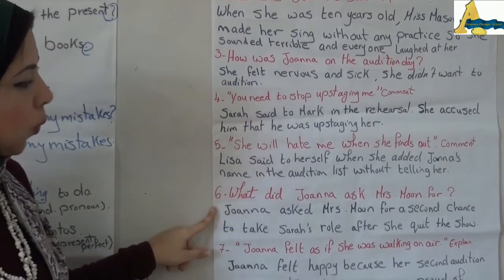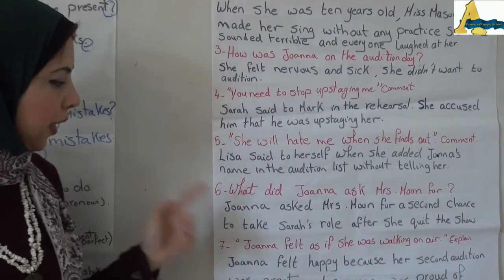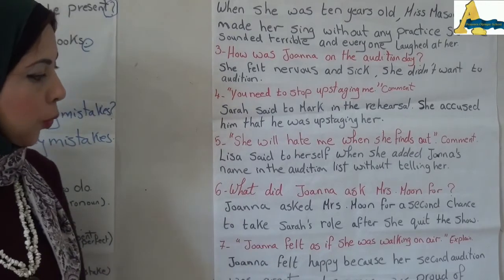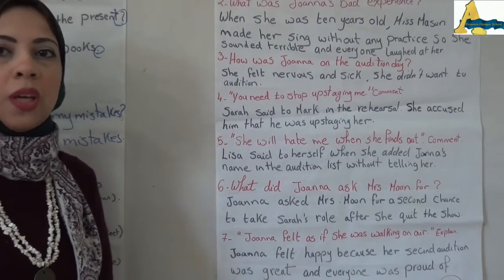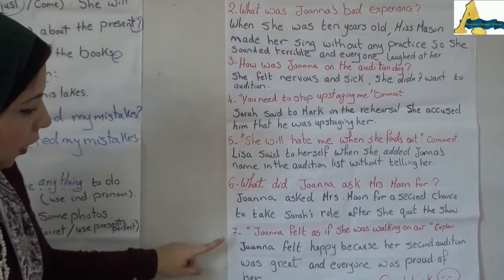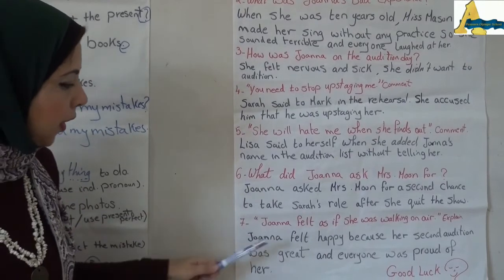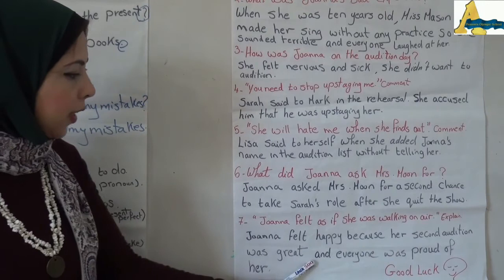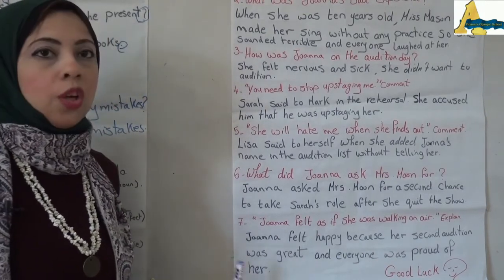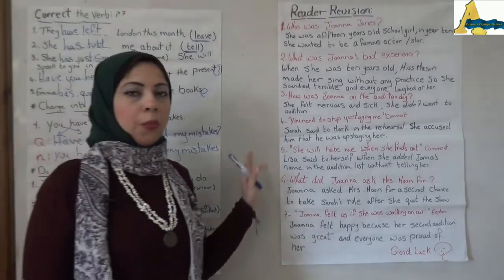Number 6, what did Joanna ask Mrs. Moon for? Joanna asked Mrs. Moon for a second audition to take Sarah's role after she quit the show. And who encouraged her? We said Mr. Joseph and Mark. Number 7, Joanna felt as if she was walking on air. Explain: Joanna felt happy because her second audition was great and everyone was proud of her. Don't forget to answer all your revision booklets for grammar and reader.